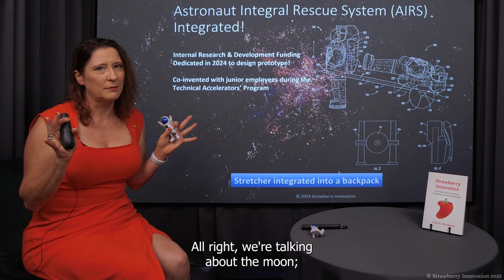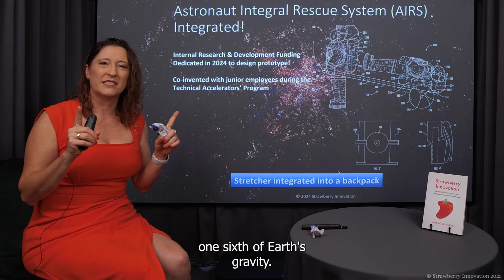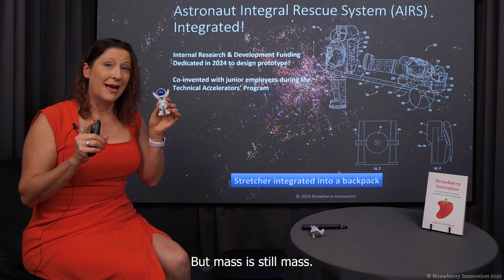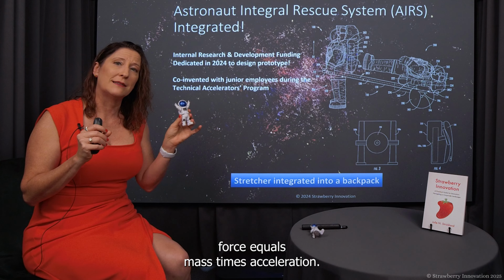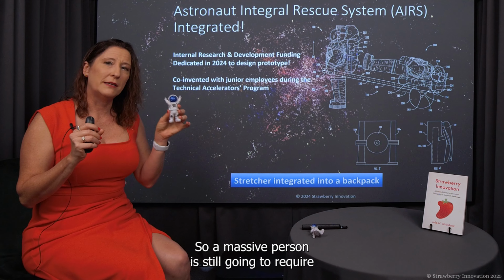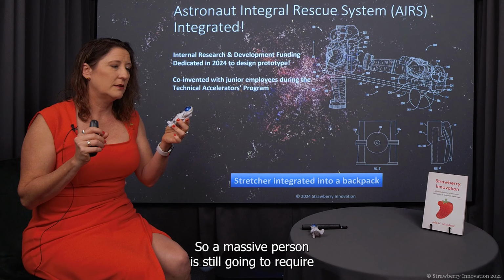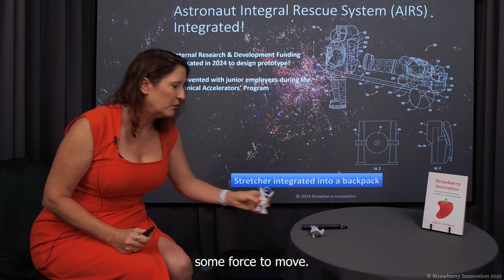All right, we're talking about the moon, 1/6 of Earth's gravity. But mass is still mass, so F equals ma. Force equals mass times acceleration. So a massive person is still going to require some force to move.